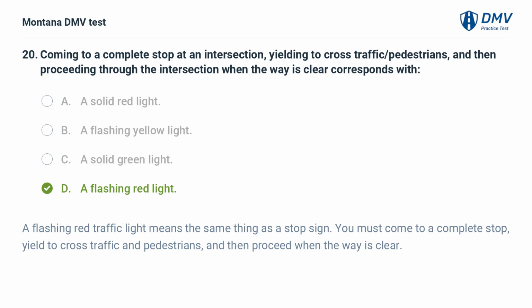A flashing red traffic light means the same thing as a stop sign. You must come to a complete stop, yield to cross traffic and pedestrians, and then proceed when the way is clear.